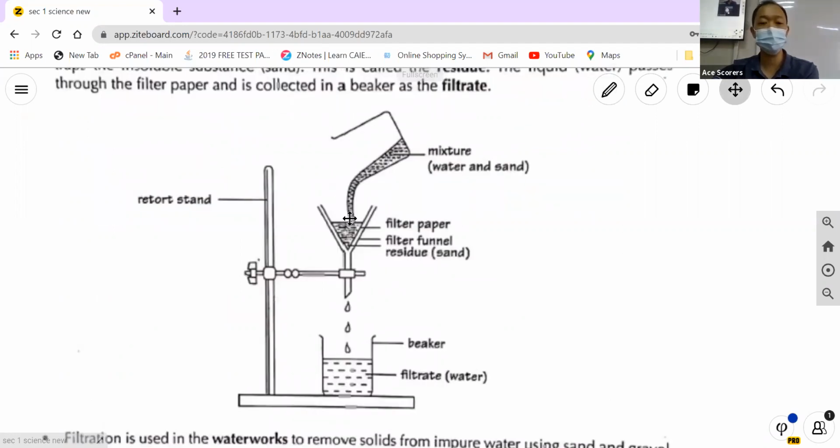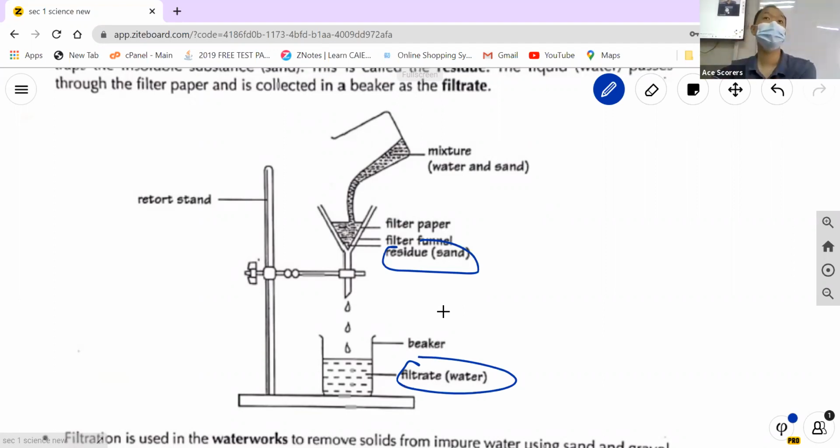What does it do? You take a mixture of water and sand, you pour it in. The water goes down and the sand is stuck here. The stuff that's left here is called the residue, and the one that passes through, which is the water, is called the filtrate.